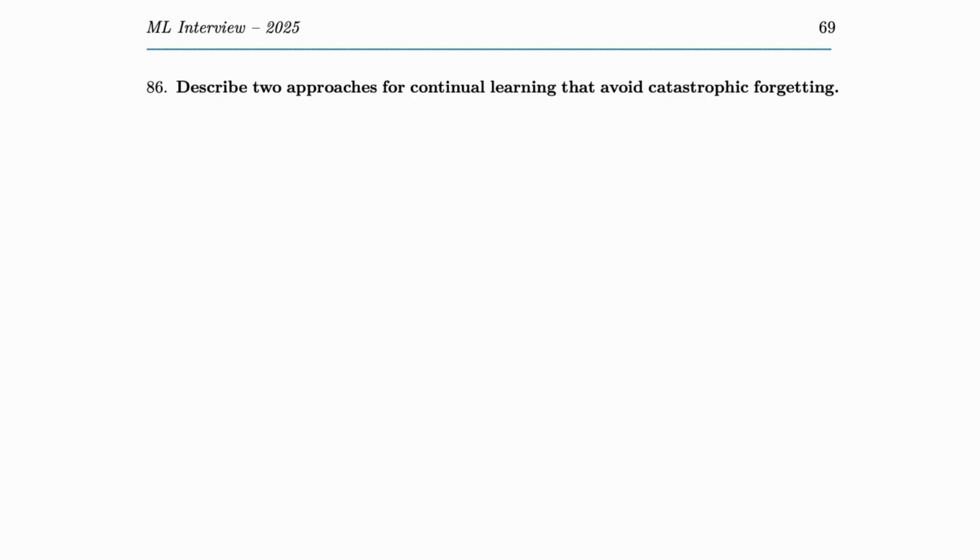So, two approaches for continual learning that avoid catastrophic forgetting. First, what does continual learning mean and what does catastrophic forgetting mean? Continual learning means you first train on a data set, and then you receive new data. So you want to keep training on the new data. You don't want to retrain your model from scratch, right? You want to keep training the model on the new data, but you want to avoid catastrophic forgetting, which means that if you just train on the new data, you don't want to forget everything you've learned from the previous data, right? Or let's say you fine-tune on new data, on a new domain, you don't want to forget everything you've learned from the previous data, okay?